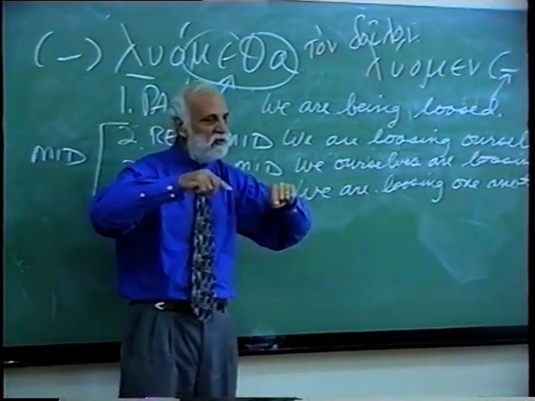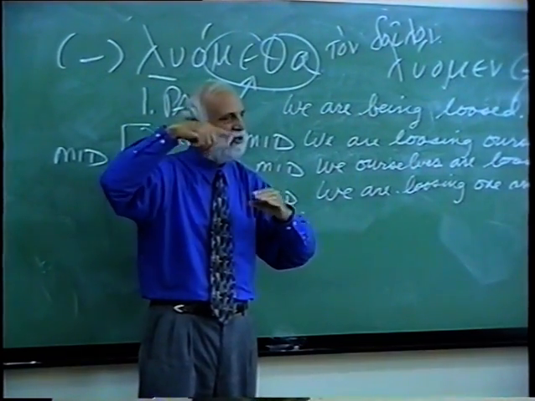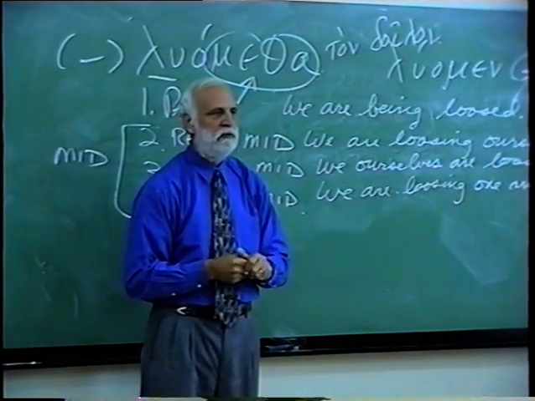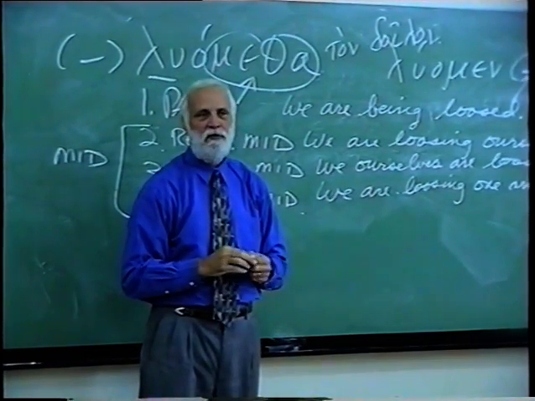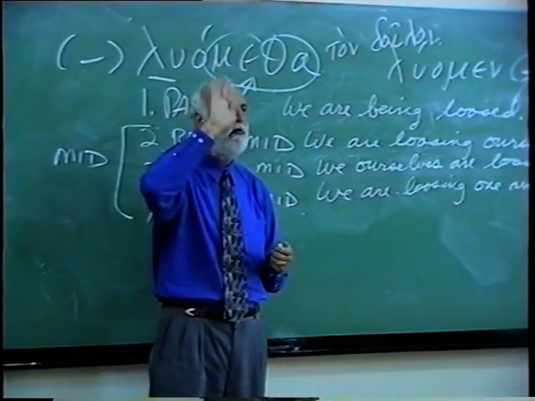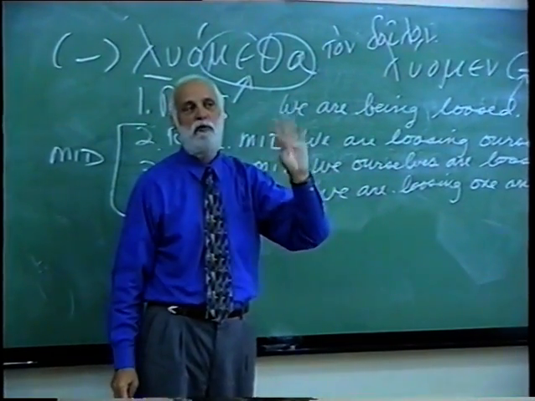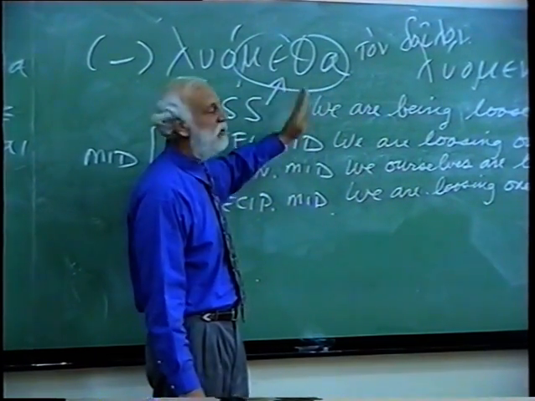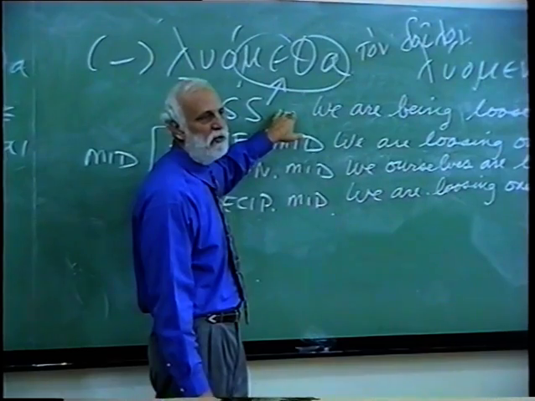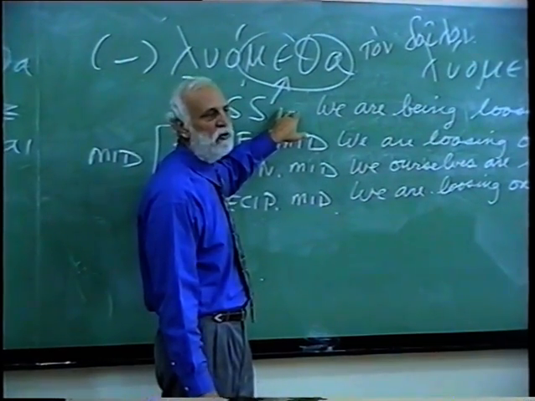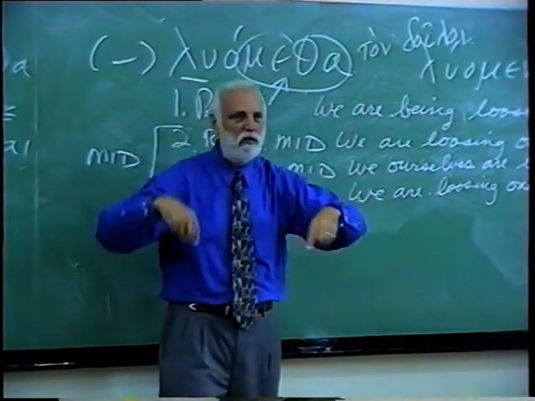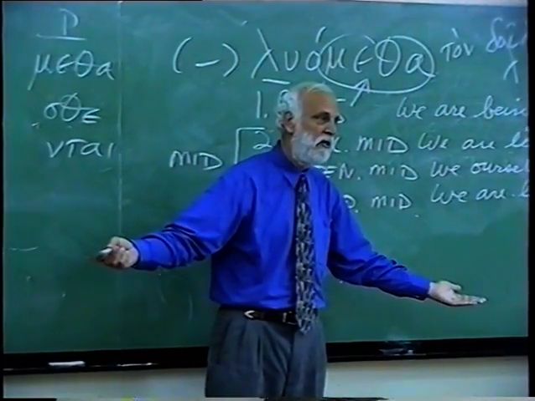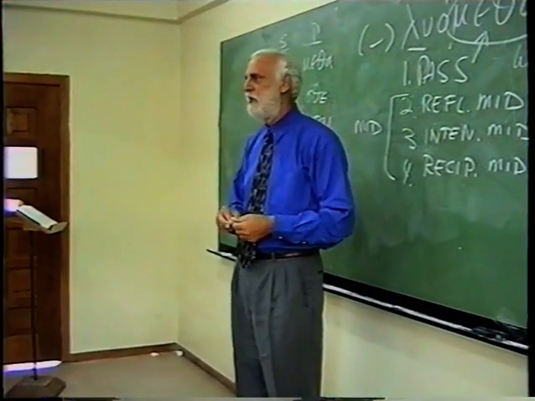Remember, the middle is neither active nor passive. It's somewhere in between. It adds a little connotation to it. Okay? I know this is tough, but just take my word for it. These are the 4 basic ways of rendering the middle of the luomai. Always start with what? The passive. If the passive doesn't work, then you will just mechanically, methodically go through these different steps until you find one that works. Okay? Until you find one that works.